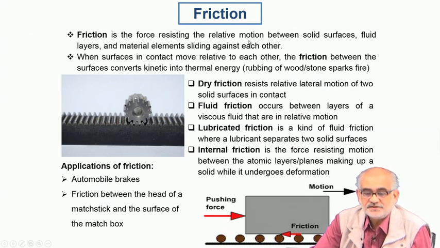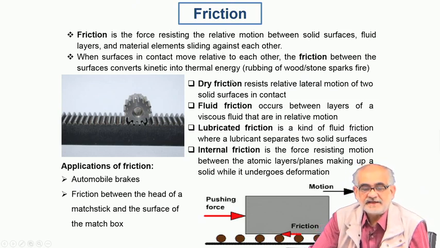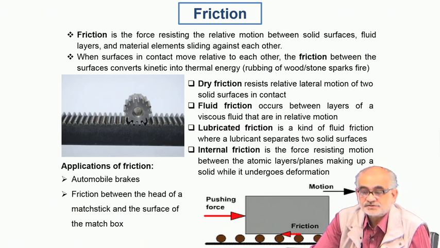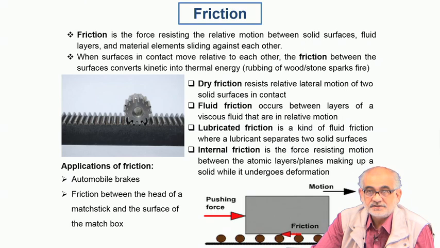And the two surfaces could be two solid surfaces, or two fluid layers, or essentially any two entities which are in relative motion or sliding past each other. So when we actually use friction, for example, when we rub wood or stone against each other, we convert the mechanical energy into thermal energy, and that's what can even create a spark, if not a fire. So friction also allows conversion of energy from one form to another.